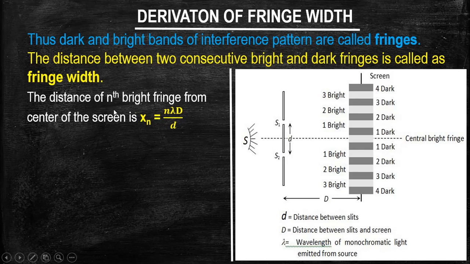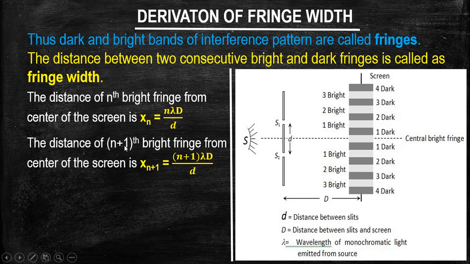So let us take this formula. Xn equal to n lambda D upon small d is a generalized form of the distance of any bright fringe from the center of the screen. And for n plus 1th, wherever n is there, you have to replace it by n plus 1.